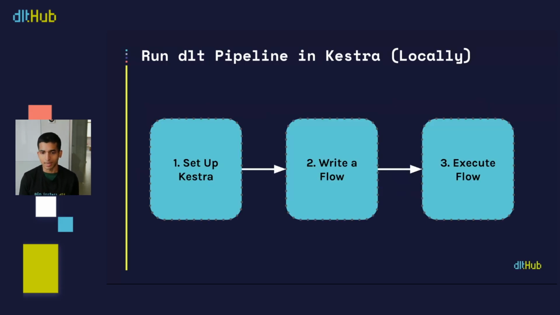Now, let's talk about local deployment in Kestra. It's actually really straightforward in terms of the steps. Firstly, of course, we have to set up Kestra and spin up a server. Then we'll actually be writing our flow in Kestra. And finally, we'll be executing our flow, which is what's going to run our DLT pipeline. So let's get started.